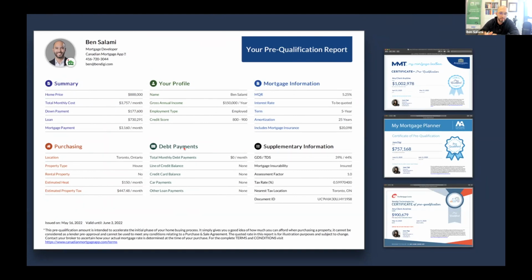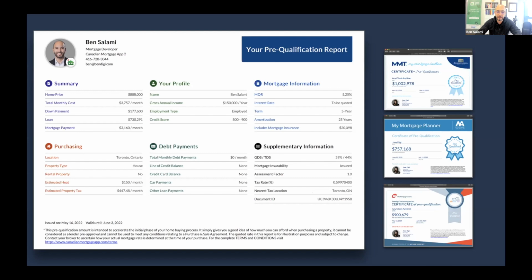A summary of my debt payments are all here, and the MQR, the mortgage qualifying rate, is also stated right here. And just to be on the safe side, we actually blocked out the interest rate so that it shows to be quoted. This way, the agent can actually have a conversation with the client about the actual rate itself. The GDS, TDS are here as well, and the insurability. Also, what tax rate we use. If it happens that the client is in a remote location where we don't have the property tax rates, the app intelligently goes and searches the closest city with a similar population for which we do have the tax rate and uses that for the estimation.